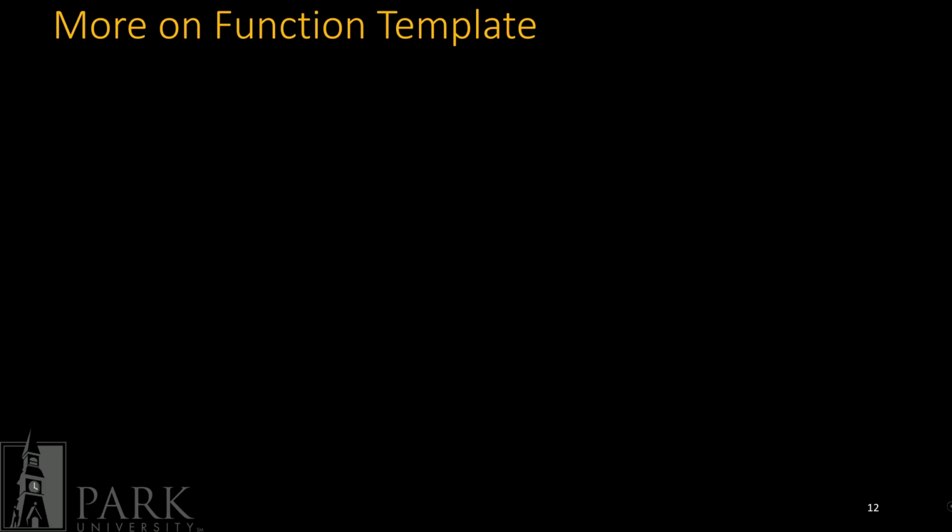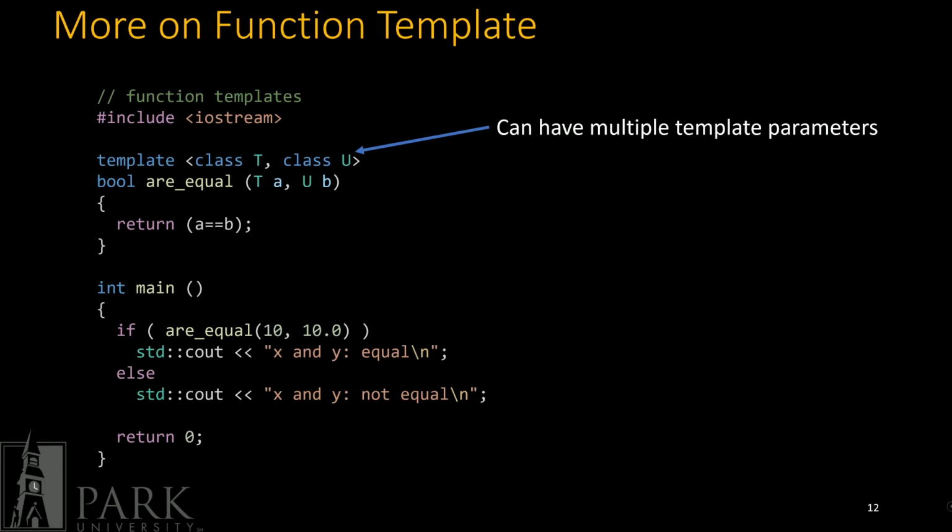One final note on function templates is that you can have more than one generic parameter. Here you can see our template where we're declaring class T and class U, and then in our function definition we have those two variables, type T and type U, and we are using an equal comparison to return the result. So now we have an integer and a float being passed in to A and B respectively. This is how you can use multiple templates.